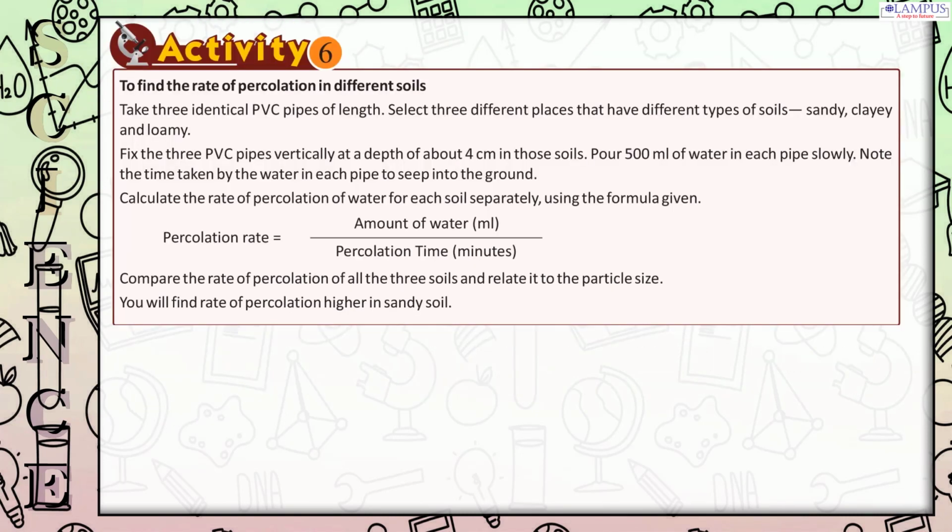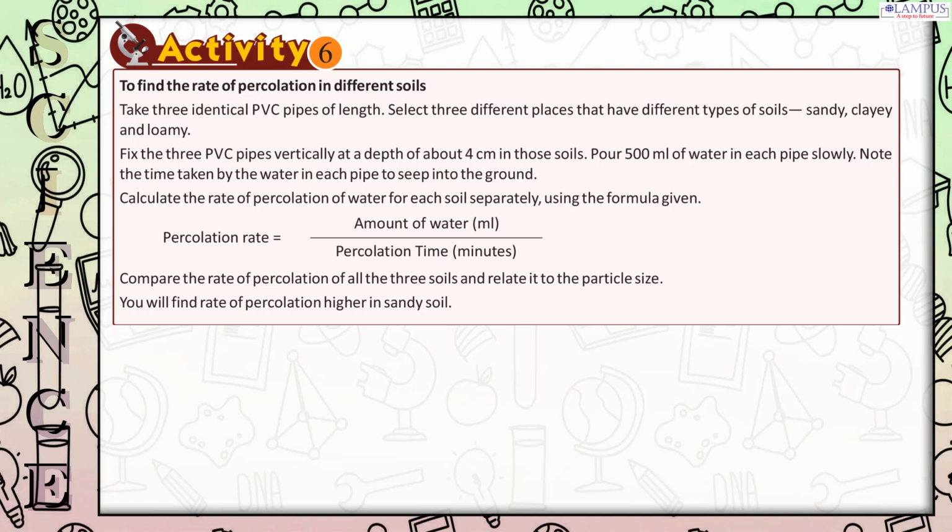Activity 6. To find the rate of percolation in different soils. Take 3 identical PVC pipes of the same length. Select 3 different places that have different types of soils: sandy, clay and loamy.